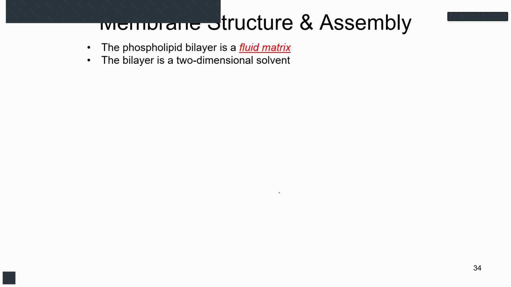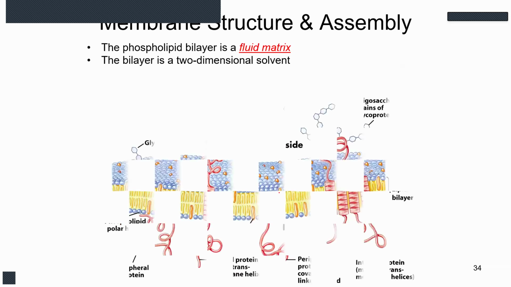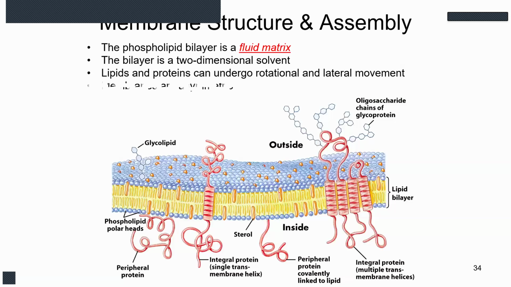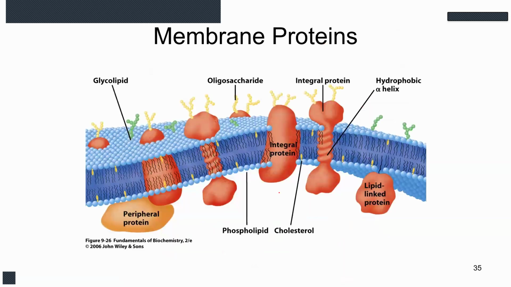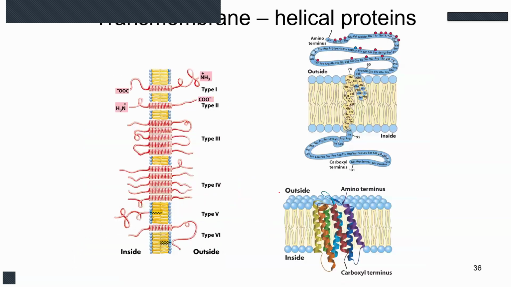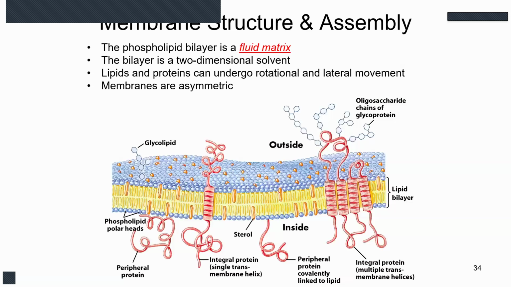Now, membrane structure and assembly. The phospholipid bilayer is known as a fluid matrix. The bilayer is a two-dimensional solvent. Okay, here it is. This is everything. Now I've got another representation of this shown on the next slide with just a little bit more emphasis on, well, what are the proteins? I'm going to show you this one here, and then I'm going to go into more detail on the previous slide. And then we'll get into some of the nuts and bolts of those different things.